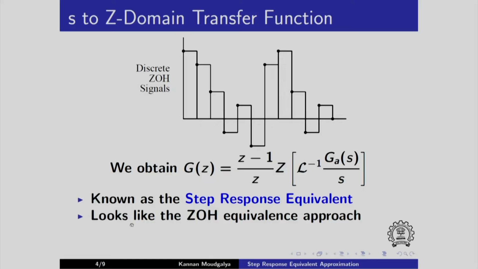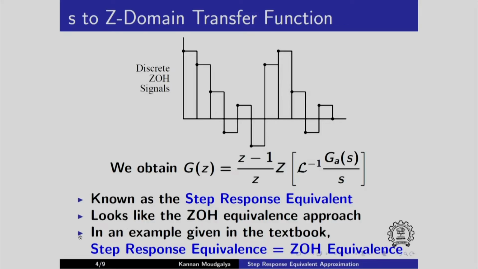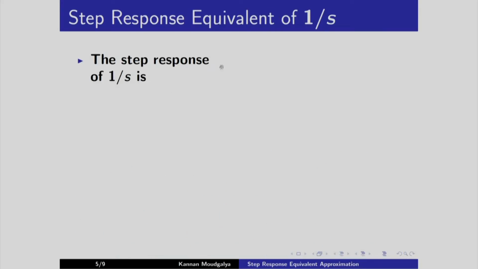This also looks like the zero order hold equivalence approach. In fact, in an example given in the textbook, we show that the step response equivalence is the same as the zero order hold equivalence. Both approaches give rise to an identical discrete time transfer function G of Z. We will consider some examples.